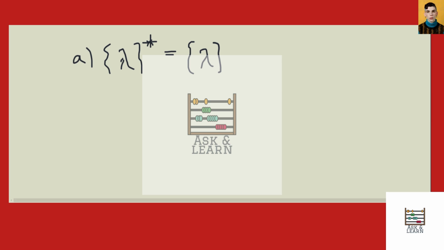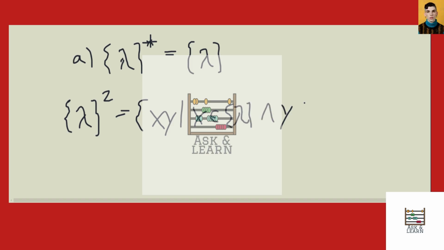Now, we have that the set containing the empty string squared is the concatenation of the set containing the empty string with the set containing the empty string. And this contains all strings of the form xy, where x is a string in the set containing the empty string, and y is a string in the set containing the empty string. So it follows that this is equal to the set of all strings xy such that x is in the set containing the empty string and y is in the set containing the empty string.